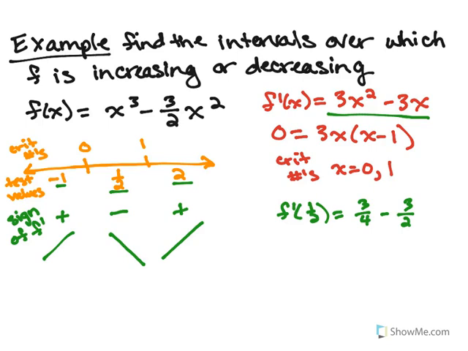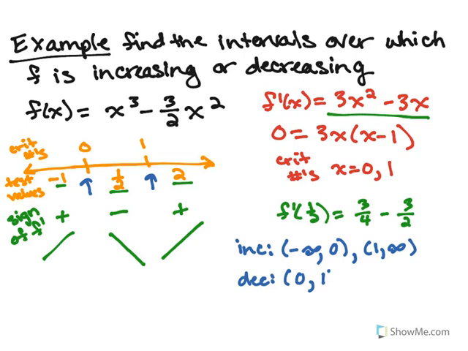So if I list out what my intervals are, we're increasing from negative infinity up to, now don't put the test points, put your critical point. Right? Critical point is where it changed behavior. So up to 0, and then it's increasing again from 1 to infinity, and it's decreasing from 0 to 1.